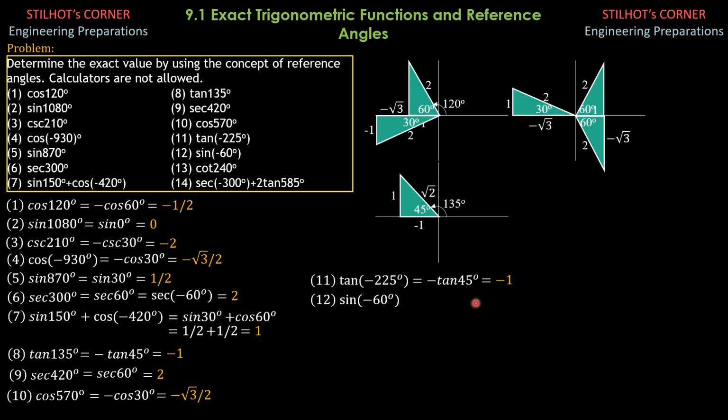You are not obliged to do that. You just base it directly from this reference angle and this triangle. Its position is important, location. So it is negative square root of 3 over 2.